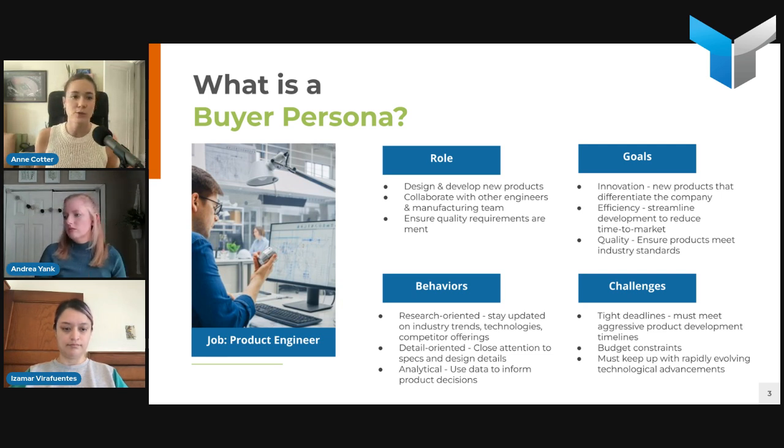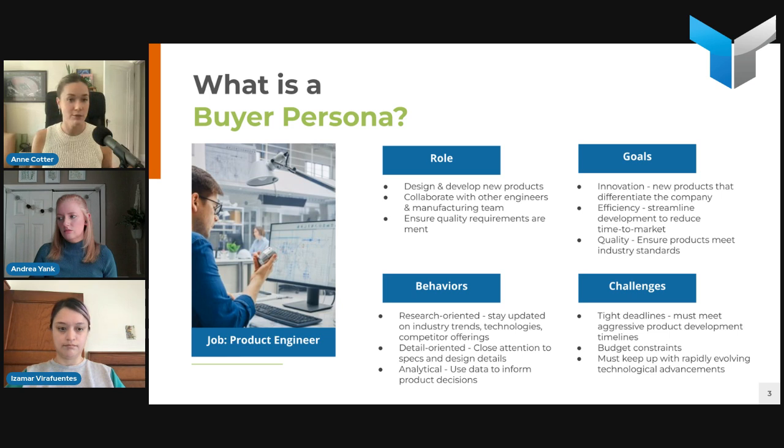So first and foremost, you have the role of the person. For this example, I'm just looking at a product engineer. Your role is really what are the day-to-day tasks that that person performs? What is it that they do day in and day out? What are their core functions at the workplace? In our example of a product engineer, we have designing and developing new products, collaborating with other engineers and manufacturing teams, and ensuring quality requirements are met.